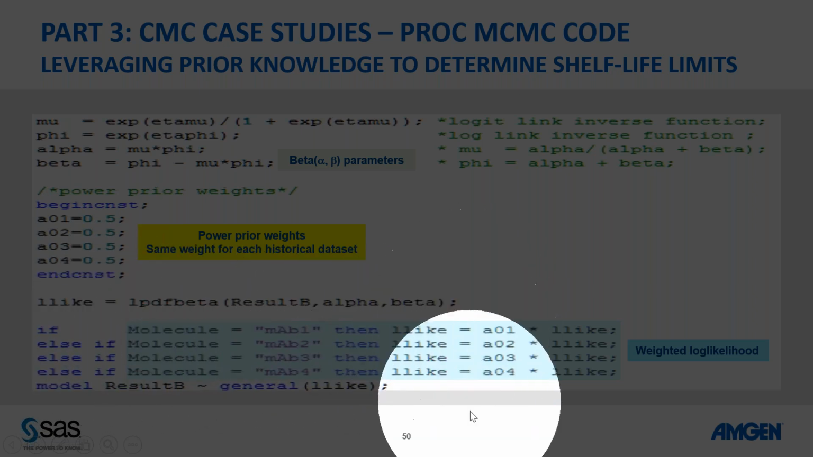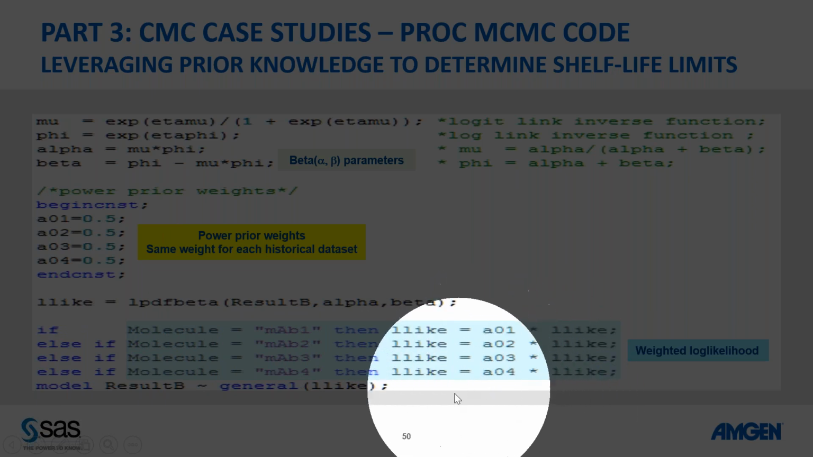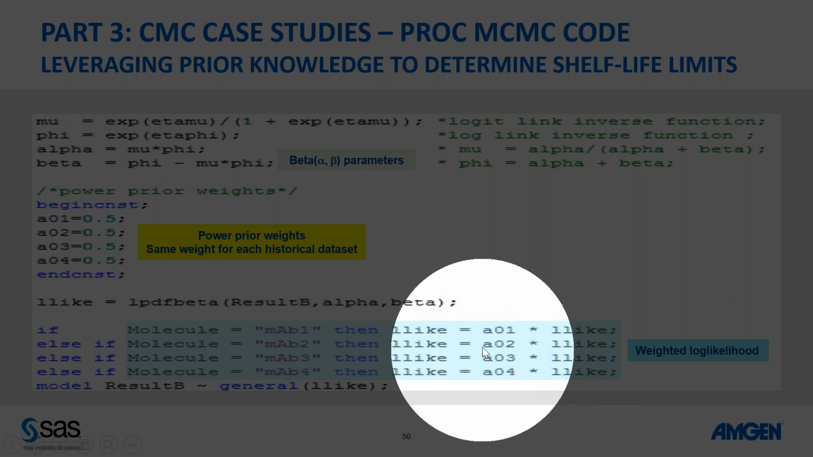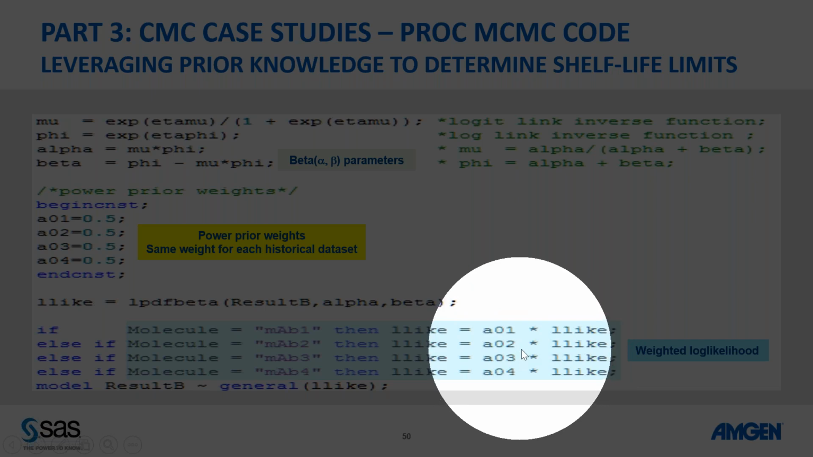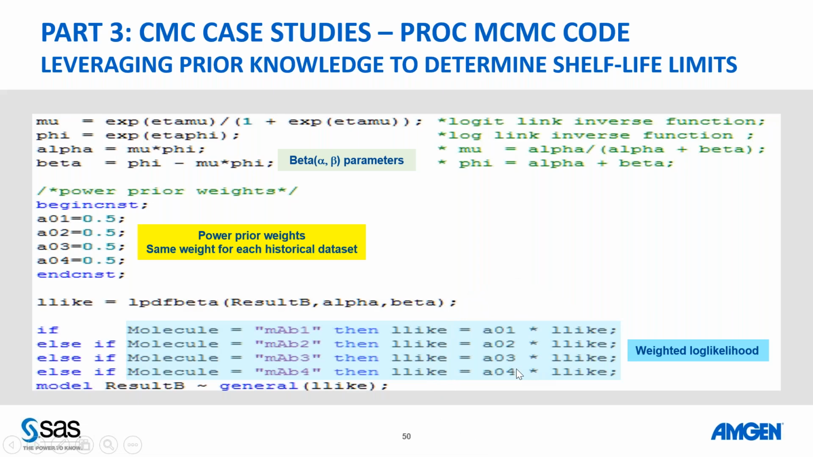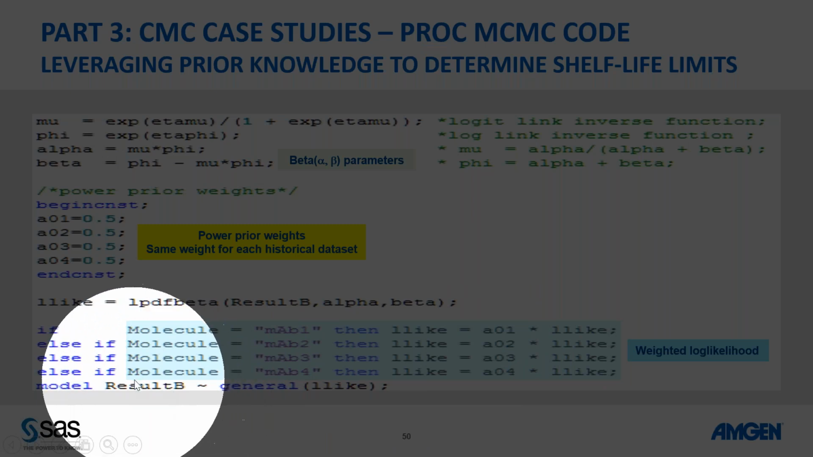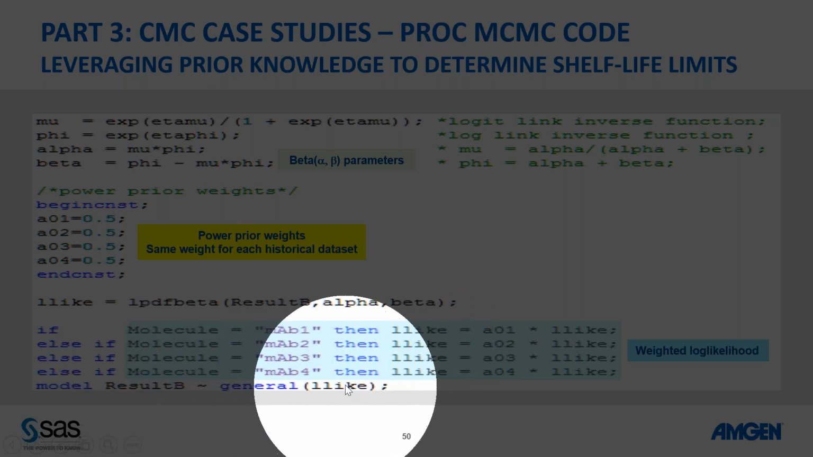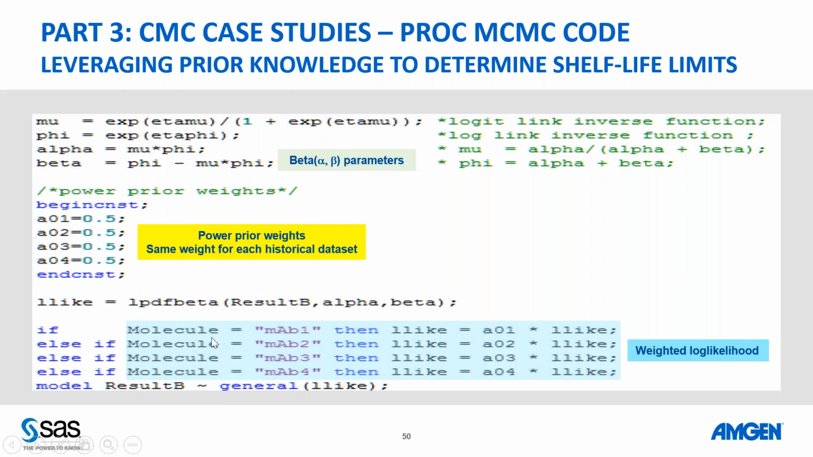Yeah. And then again, this is the power. Since we're in the log likelihood, the power becomes multiplication. So I should mention this is the power discounting times the log likelihood. And then result B is the response, the high molecular weight, and we're using a general likelihood because that's the one we use when we define the likelihood. So that's the code.